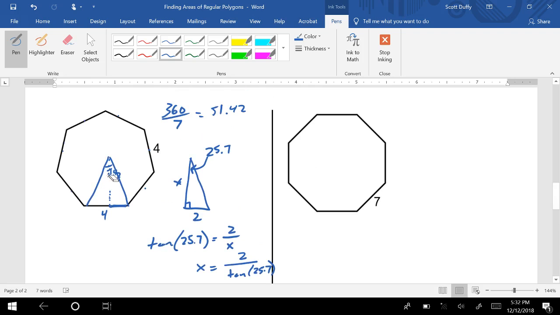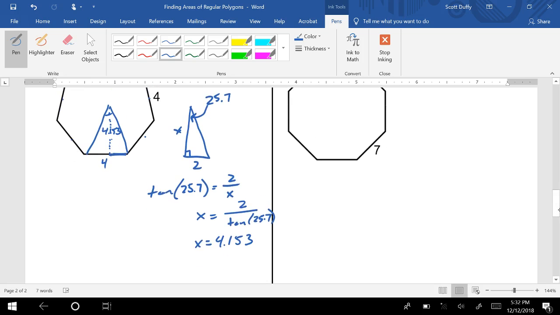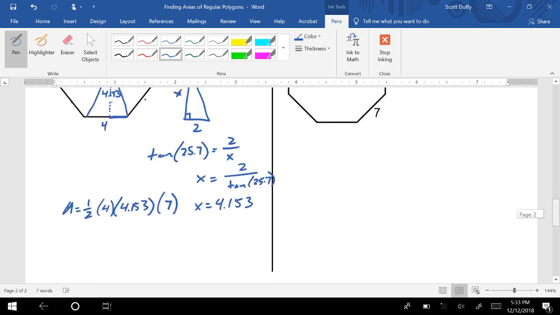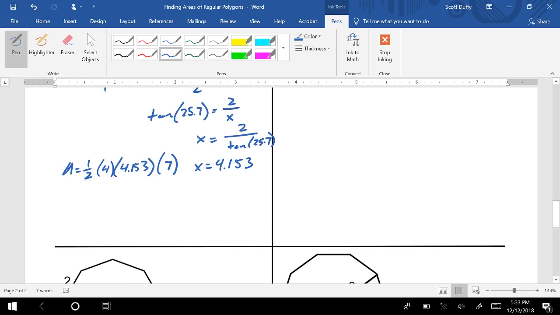Now if that's the height of one of those triangles, I can use that as the height in the formula for the area. But I realize that there's going to be 7 of those triangles, so I need to multiply by 7. Area will be 58.14 square units.